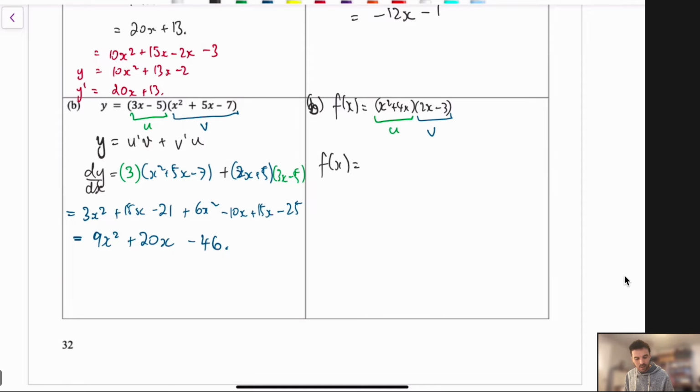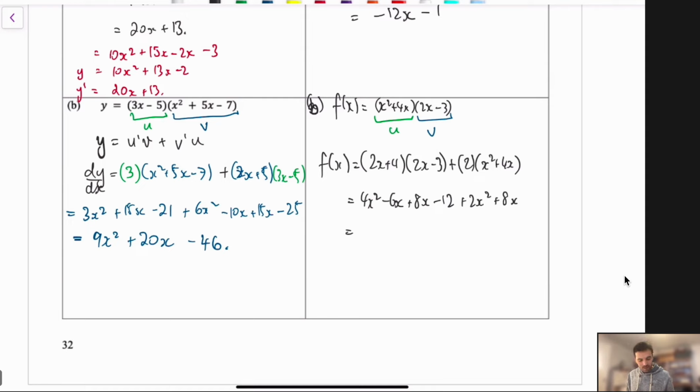f dash of x is equal to 2x plus 4, that's u dash, times by 2x take 3, plus, and then you've got 2 lots of x squared plus 4x. Expand, and we've got 4x squared take 6x plus 8x take 12 plus 2x squared plus 8x. If we collect all our terms together, we've got 6x squared, and then we've got 16x take 10x, which is plus 10x, and then I think it's just take 12, and there's our answer there. Hopefully it went well there.